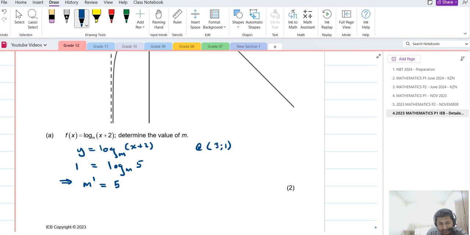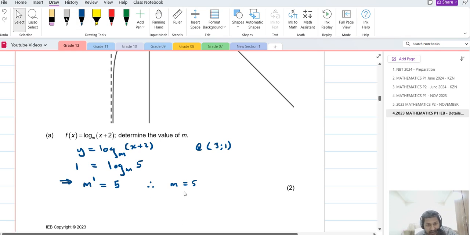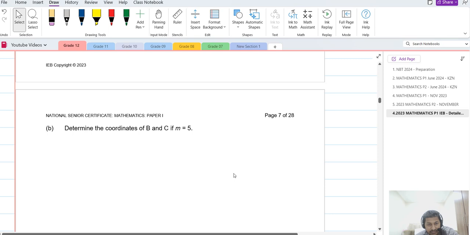So we've got an answer for m. This implies m equals 5, right? Therefore m equals 5. So log 5 base 5 is equal to 1. I hope you guys understood that. Right, determine the coordinates of b and c if m equals 5.